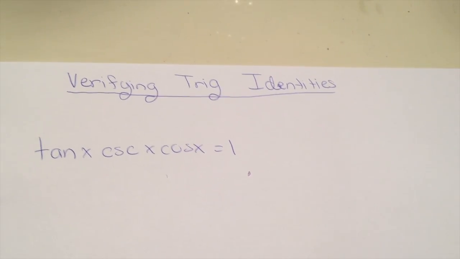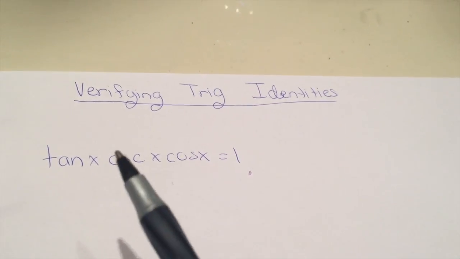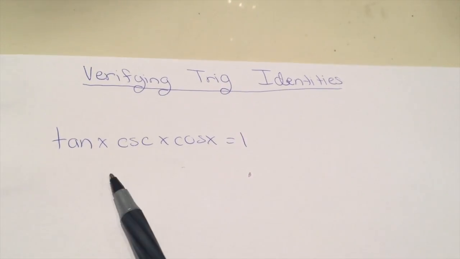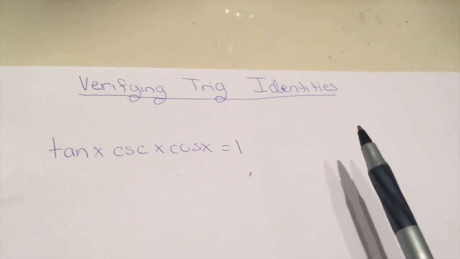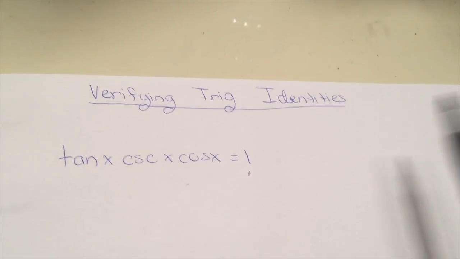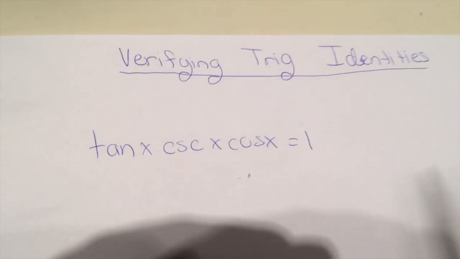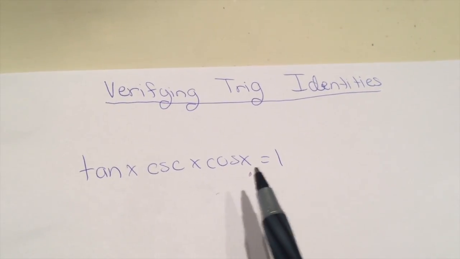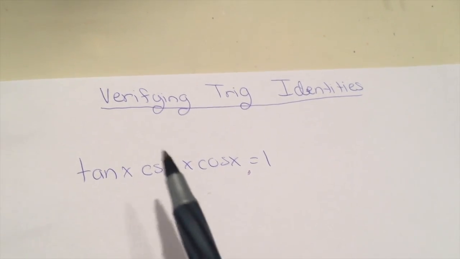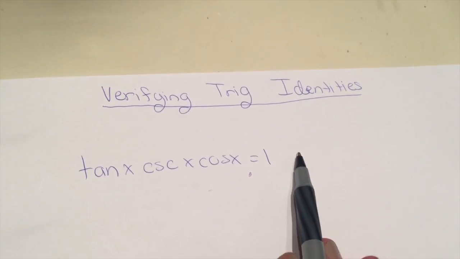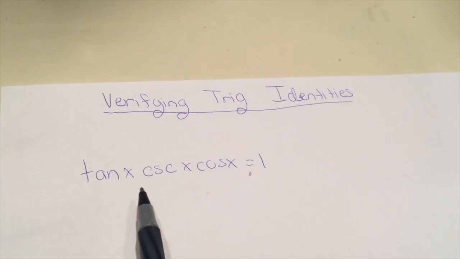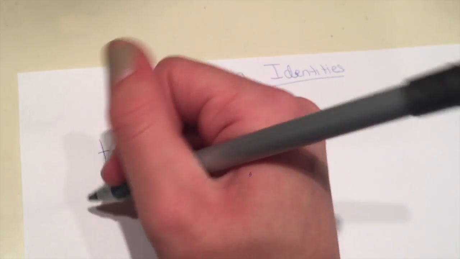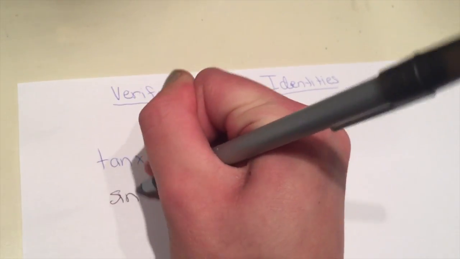Now, a note before we start is that you can only use one side of the equation when doing these problems. So you cannot use both the left and right side. You must only work on either side. So let's get started. Tan x cosecant x cosine x equals 1. So what can we do to make sure that these end up being the same? Well, tan x you can simplify to sine x over cosine x by the quotient identity. So let's write that.